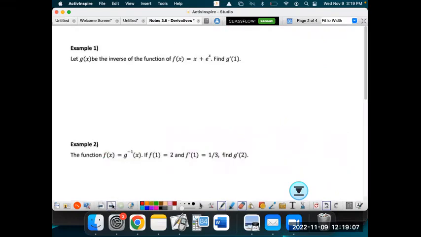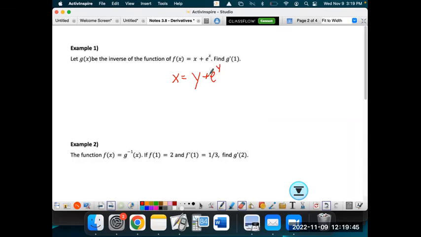Okay, so example 1 says, let g of x be the inverse of the function f of x equals x plus e to the x. Find g prime of 1. So first and foremost, I am going to, I'm actually not going to do that. I want to talk about why we're not going to find g of x in the first place. Can you remember how we find inverse functions? So the process is that we switch the x and the y around. So I'll put the x where technically, quote unquote, the y is, and I'll put y's where the x's are.